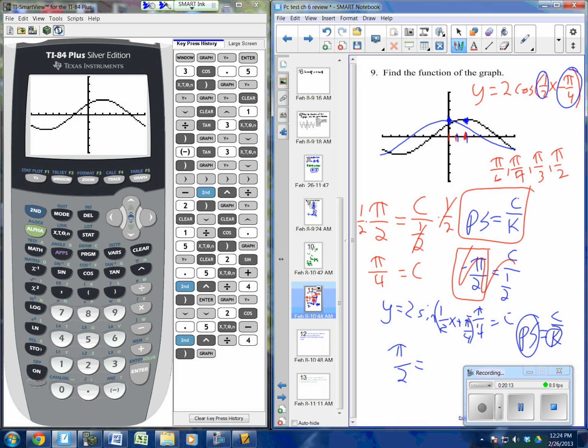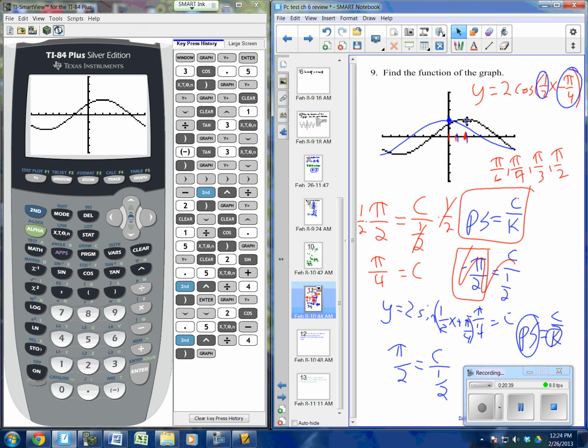It's that right there. C I don't know, and K I know is 1/2. I put it in there, and I just solved it for C. Times both sides by 1/2 to get C by itself. And that gets you pi fourths, and that's how much you shift it. It'd be put in as minus pi fourths because that's how the equation's written, as minus.